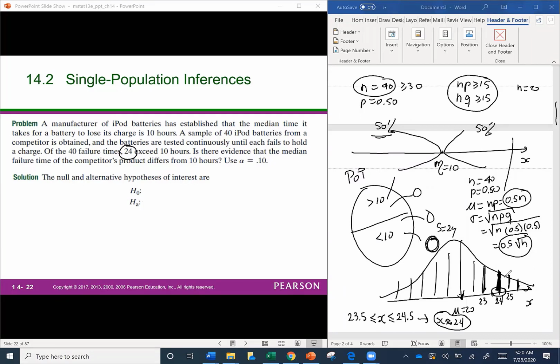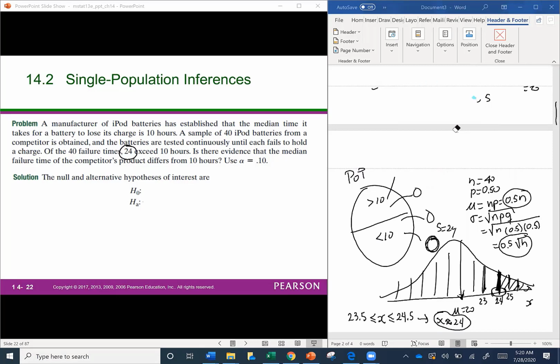Then how can we obtain the probability to obtain 24 or more values? The probability to obtain 24 or more values would be obtained using this formula. The probability to get a value, some S, number of successes, greater or equal to 24, or exactly equal to 24, could be obtained using this procedure.